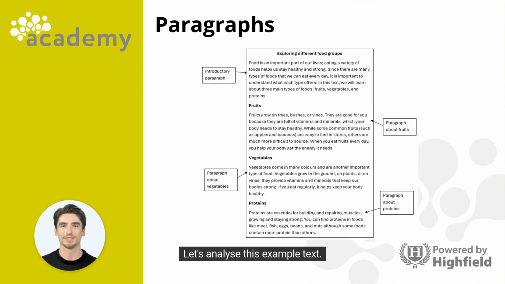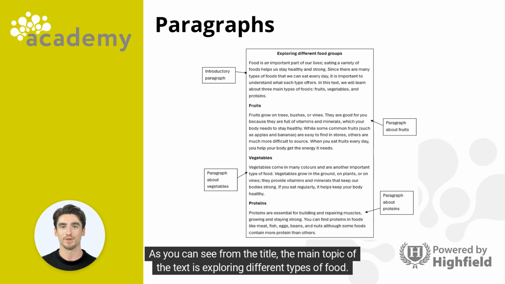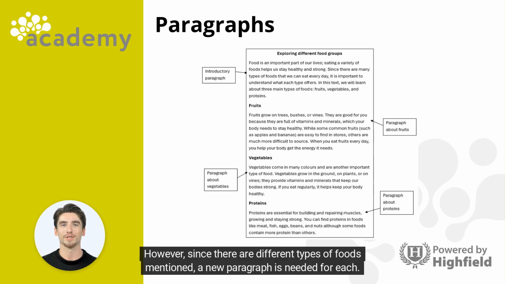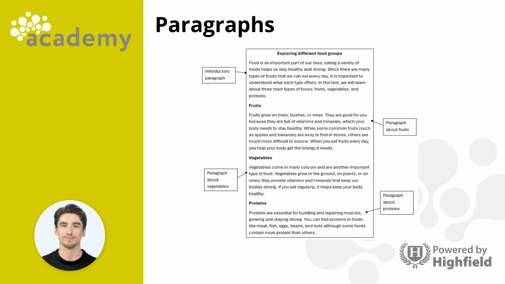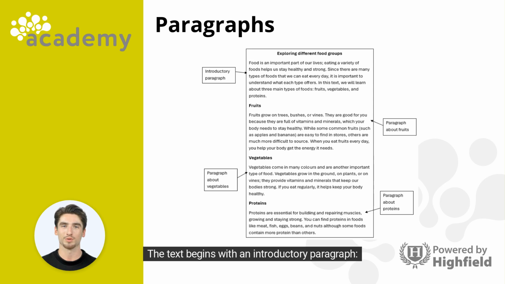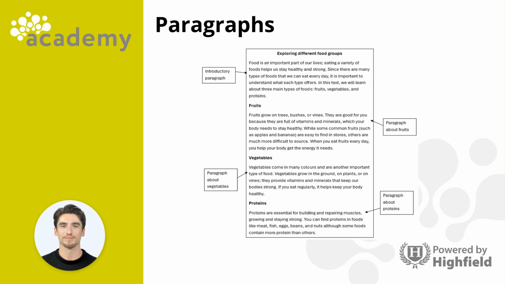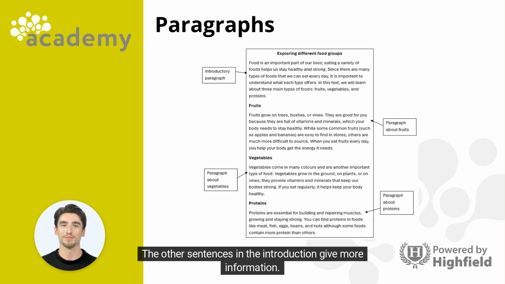Let's analyze this example text. As you can see from the title, the main topic of the text is exploring different types of food. However, since there are different types of foods mentioned, a new paragraph is needed for each. The text begins with an introductory paragraph. This gives us an overall idea of what the text is about. The very first sentence introduces the main point of the paragraph. The other sentences in the introduction give more information.